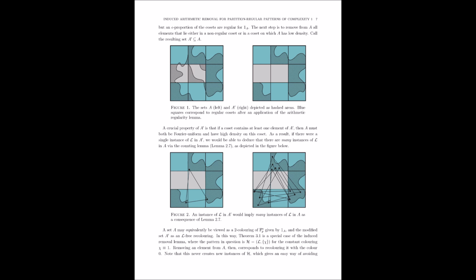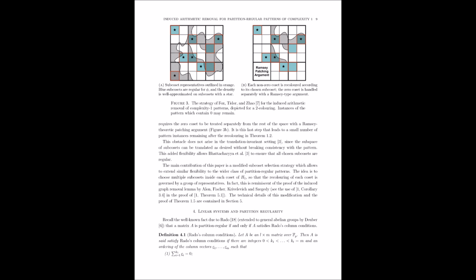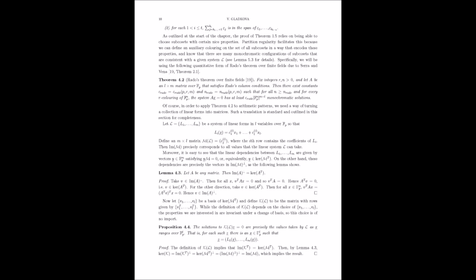Precisely. And they show that the solutions to this equation, KO is 0, 0, correspond exactly to the values that that linear system L can take. In other words, KL captures all of the possible combinations of values that satisfy those linear forms in L. Okay, I see. So by analyzing KL, we're essentially analyzing all the possible instances of the pattern that's defined by those linear forms in L.